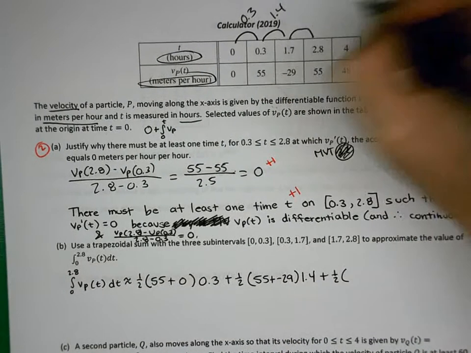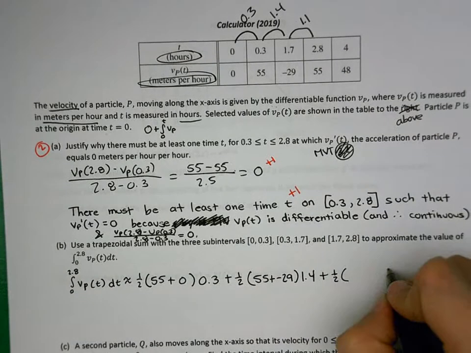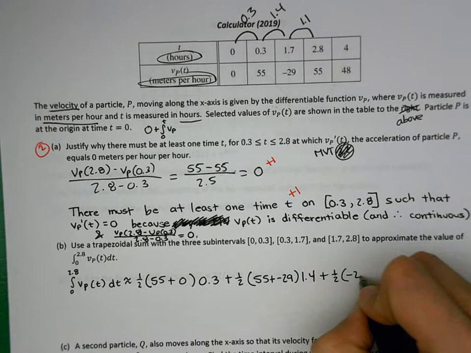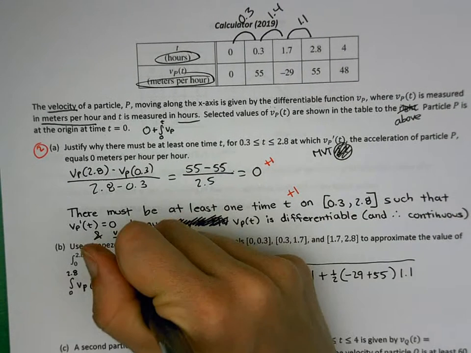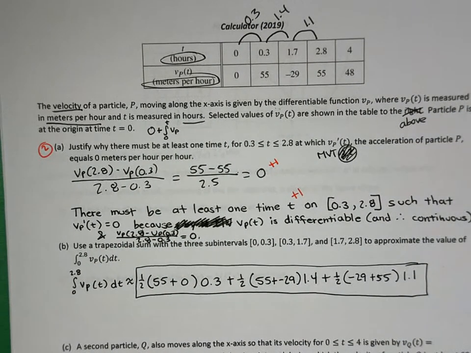1.7 to 2.8 is 1.1. And we use both the negative 29 and the 55. And then this was a free response, so again, you don't have to simplify. You're good to go. Now it is a calculator one, so if you wanted to plug it into your calculator, you could. Again, it's a waste of time when you don't have to simplify, right? But if you did take the time and plugged it into your calculator, you would get a value of 40.75.